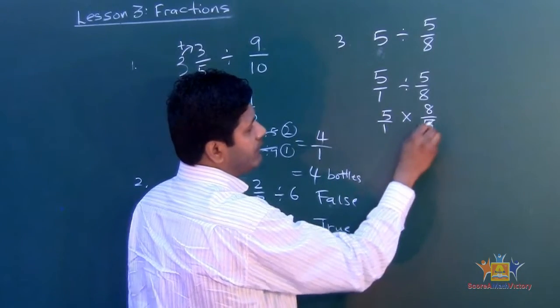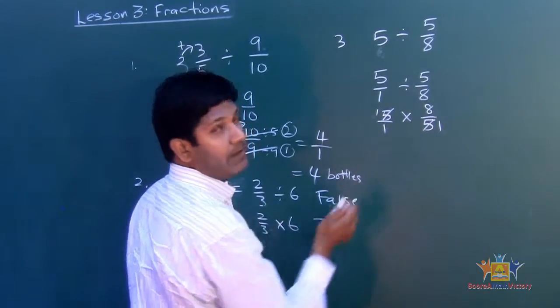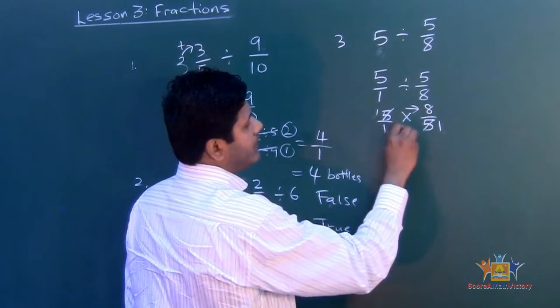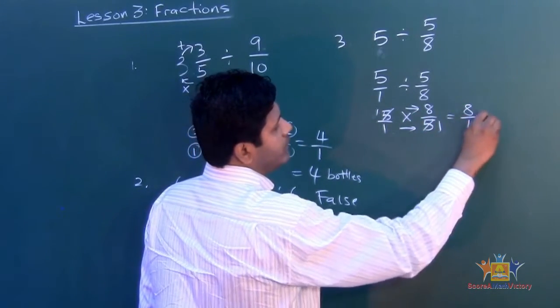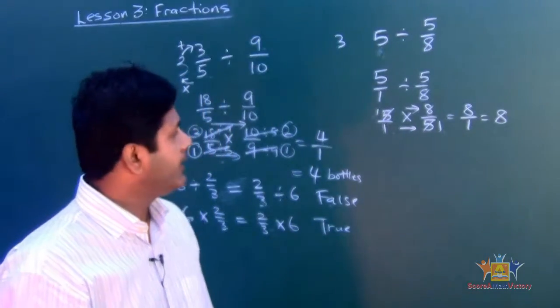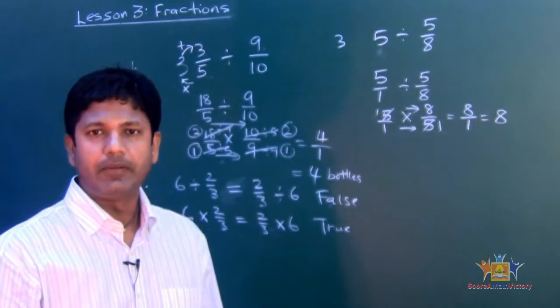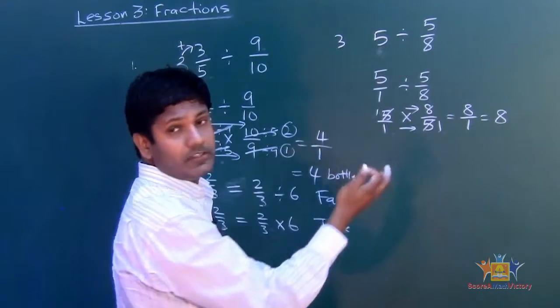The 5 and 5 can be simplified because 5 divided by 5 is 1, 5 divided by 5 is 1. Then I use the double arrow method. So 1 times 8 is 8, 1 times 1 is 1, which means 8. So 5 divided by 5 over 8 is 8. Keep in mind, it's very important. Then you understand the principle.